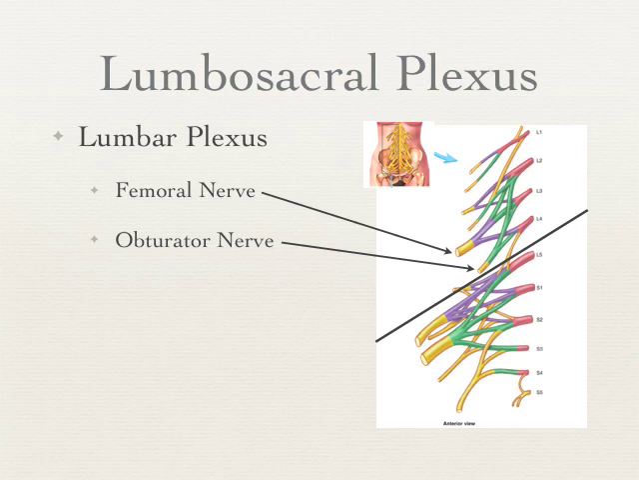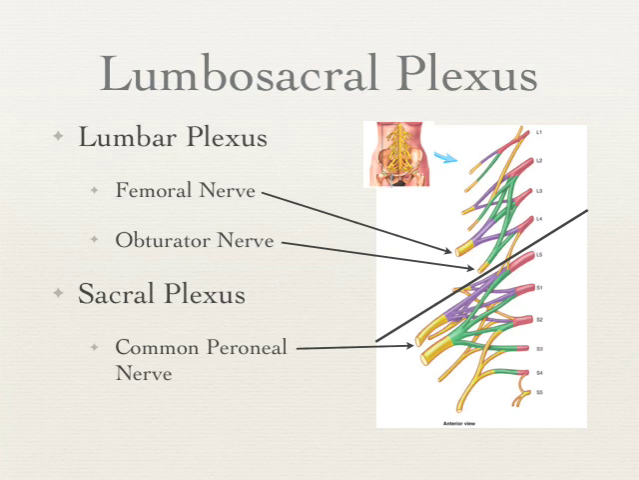So, two nerves that you should be able to associate with the lumbar plexus. Can you see the question? What are the two nerves that are formed by the lumbar plexus? You should be able to pick them out. All right. Now, there's a sacral plexus here, too. Two major nerves that you should know here. First one is called the common peroneal or common fibular.